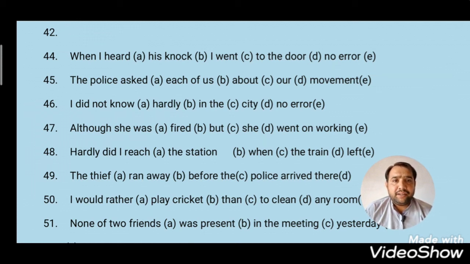According to number 48, hardly did I reach the station when the train left. So it is in correct form, because according to hardly, as we have mentioned in number 46, it is in correct form. According to number 49, the thief ran away before the police arrived there. Such type of example has been discussed before. So guys, when you are going to use two clauses in a sentence, then we have to use the first clause in past simple and the rest in past perfect.